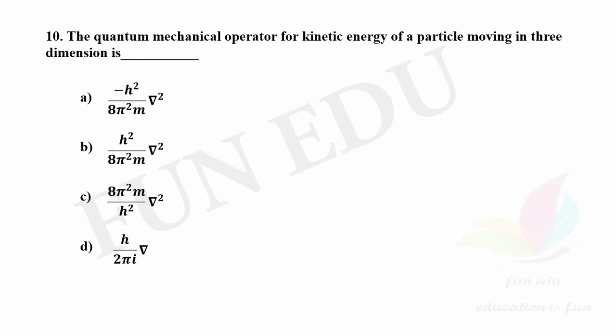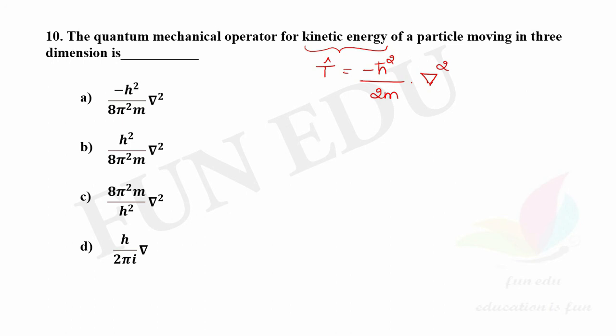Next question. The quantum mechanical operator for kinetic energy of a particle moving in 3 dimensions is. So you need to find out the quantum mechanical operator for kinetic energy of the particle. Now what is this kinetic energy? This is nothing but T cap, right? So kinetic energy I can write as KE also. So the kinetic energy operator T cap is equal to minus h cross square divided by 2m into delta square. So this is your kinetic energy.